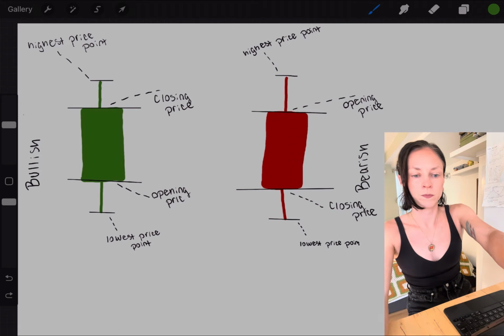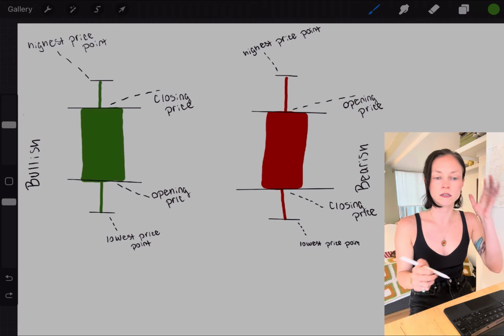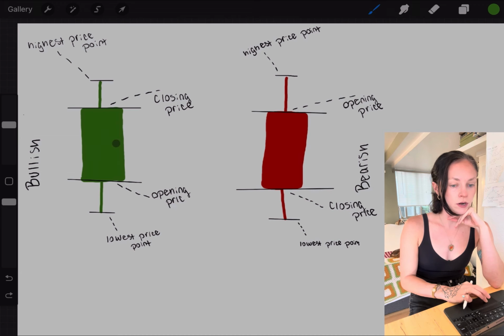Now let's see here. So there's 4 key price points in these candlesticks. There's going to be the opening price. There's going to be the closing price. There's going to be a highest point and a lowest point. Okay, and they just kind of look a little bit opposite on the bearish because the opening price would be up here and the closing price would be down here. There's still going to be the lowest price point and the highest price point. Same on the bullish, lowest price point and the highest price point.